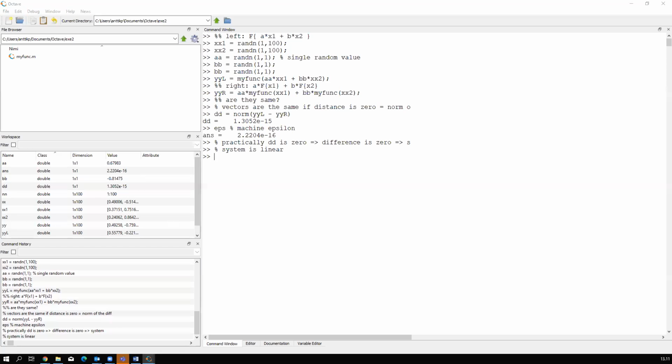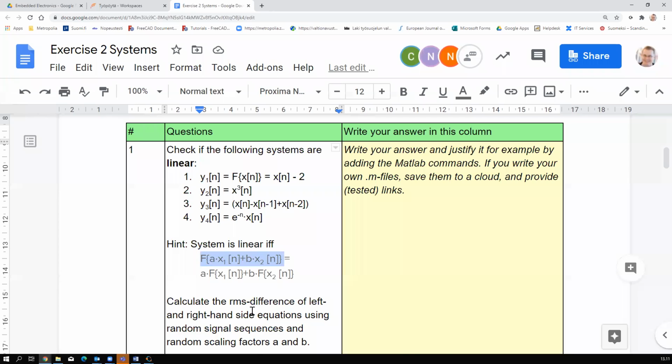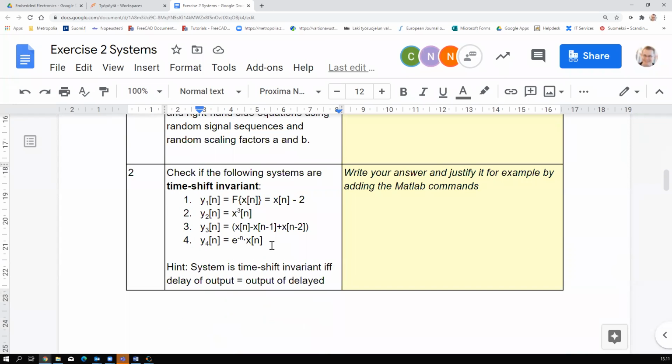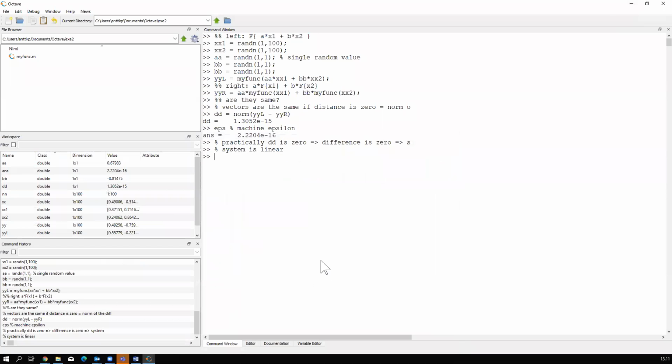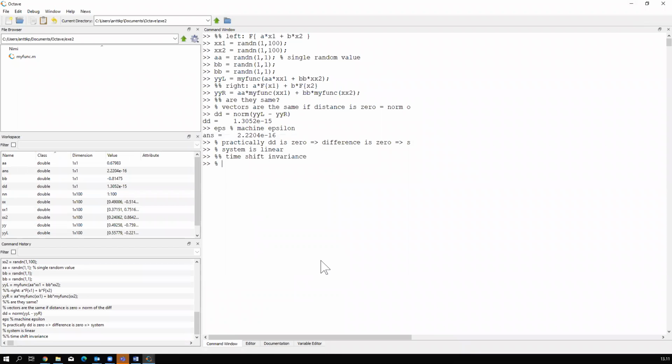Then the other one was about time shift, whether the system is time shift invariant or not. There we can do a similar test. First, time shift the input values.